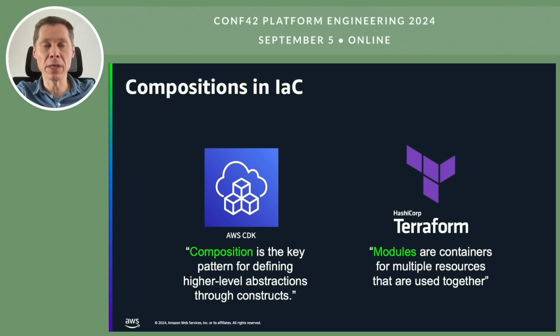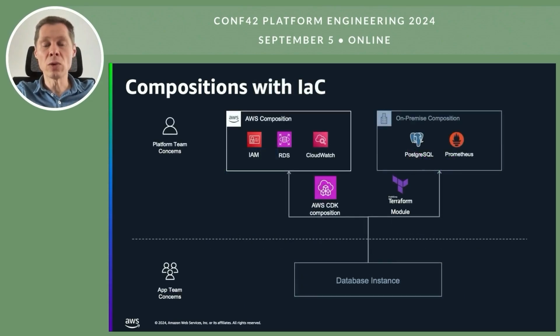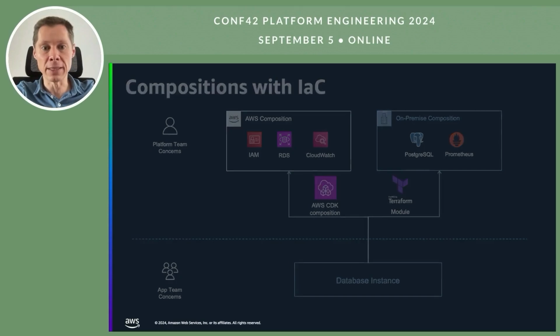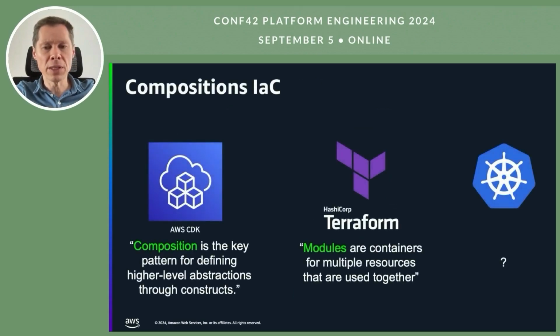Composition is the key pattern for defining high-level abstractions through constructs. In AWS CDK, we even call it the same way, a composition. Going back to the previous diagram, this is now how we would use infrastructure as code tooling with composition to abstract the implementation detail of our database instance. But how does composition look in Kubernetes?